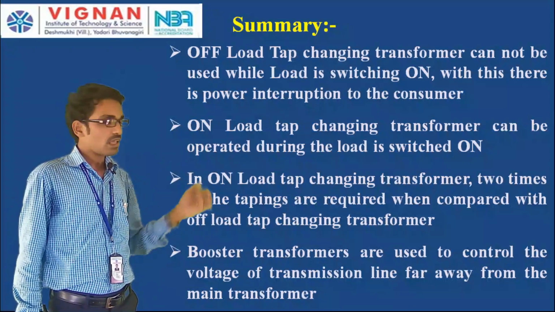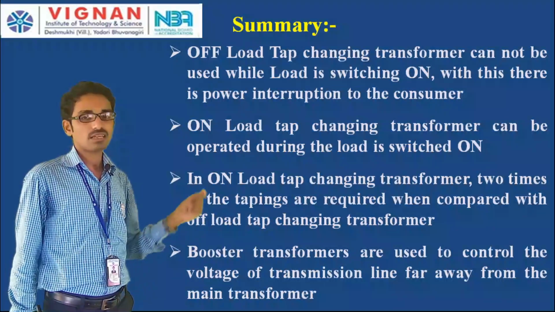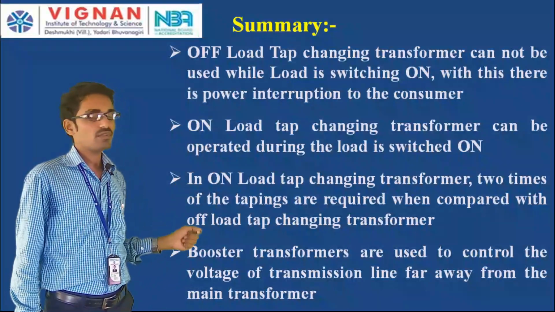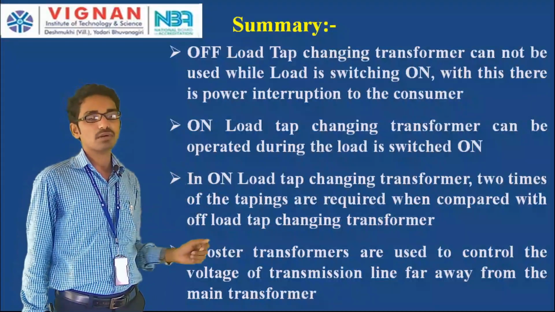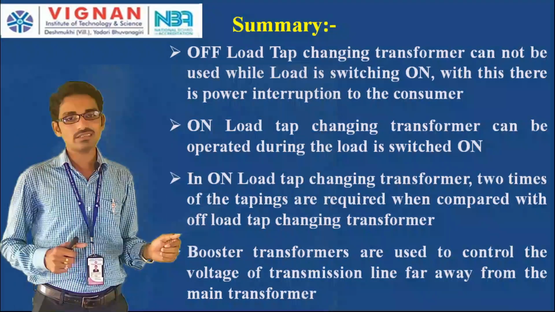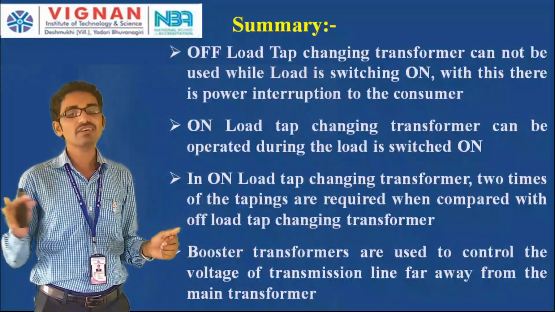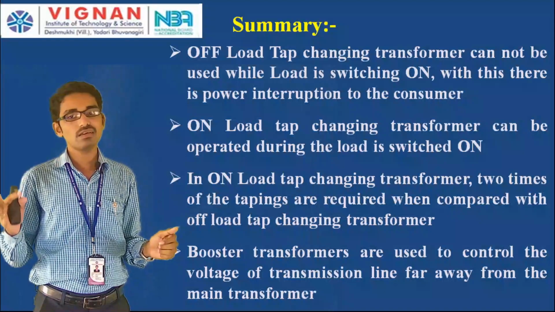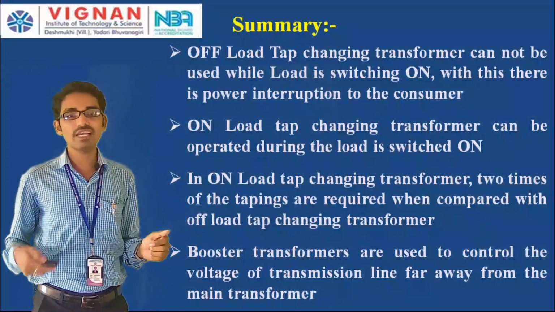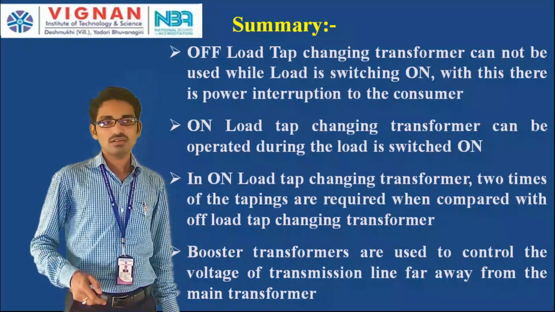And then we saw the booster transformer. These booster transformers are used to control the voltage in a transmission line that is far away from the main transformer location. The main transformer is at the generating station. So from that main transformer, if the voltage control position is very far away in distance, then we use booster transformers. In order to get fine tuning of the voltage, we go for booster transformers.